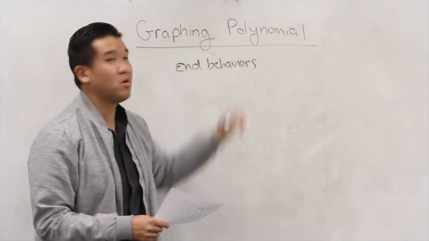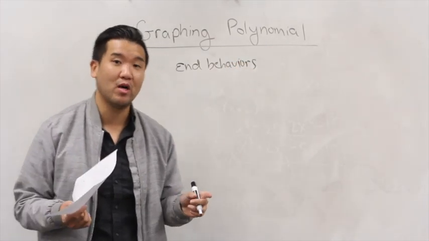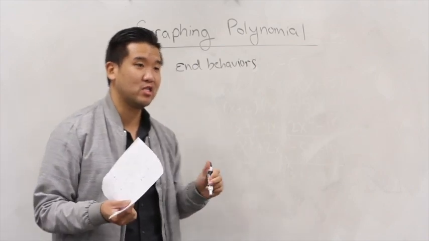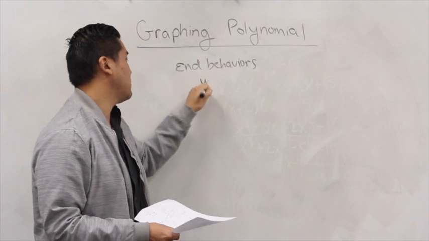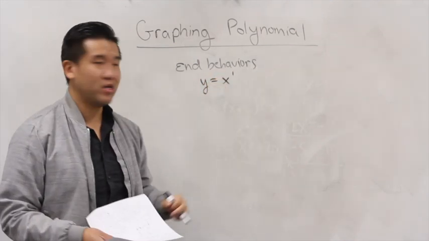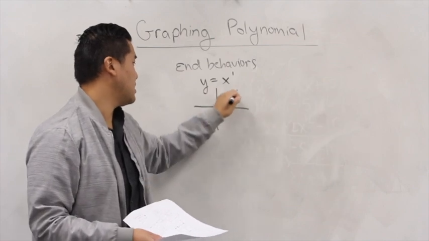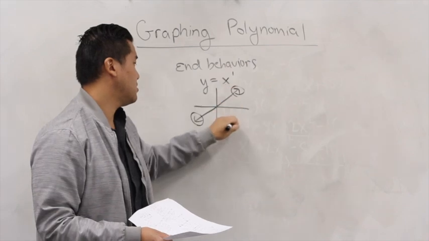End behaviors are important because they tell you what's happening at the end of your graph. Where do my arrows go? There are 4 options, but don't try to memorize them, I want you to understand. So think of a line. If I have y equals x, we know that's linear. How does my graph look? It's a line. Well, my end behavior is down, up.